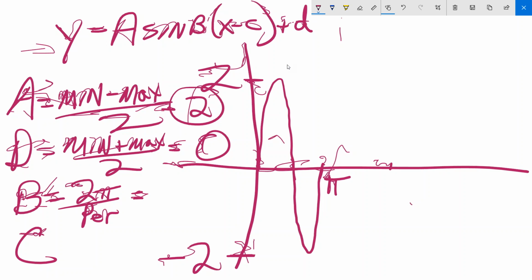Two pi over pi. What is that? Huh? No, it's pi. Oh, no. It's 2. Sorry, I hadn't written it out. So that's what B is. We've solved for A, D, B. What's C? Has this thing been horizontally shifted? So C is 0. So tell me the equation of that curve.